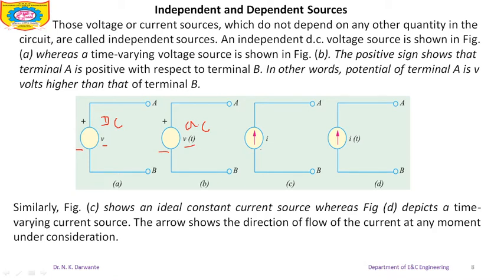Now this is the symbol for the DC current source. If nothing is in the bracket, it is DC; here T stands for time. This is the DC current source. An independent current source is shown with a circle and an arrow.